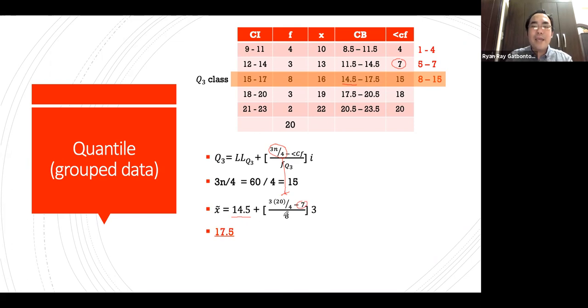We divide by 8, because that's the frequency of your third quartile, and you multiply it by 3. Doing the math, we arrive at 17.5. So the answer for this one is 17.5.